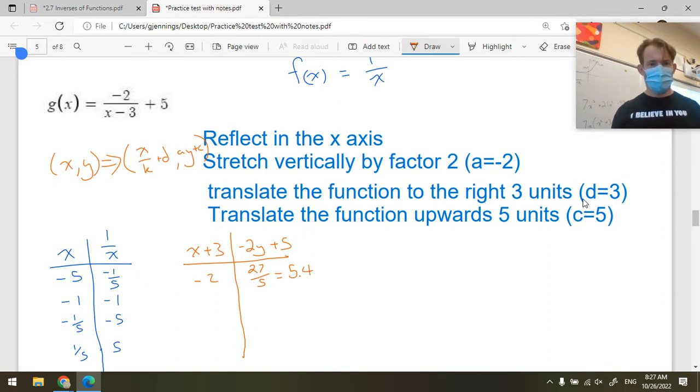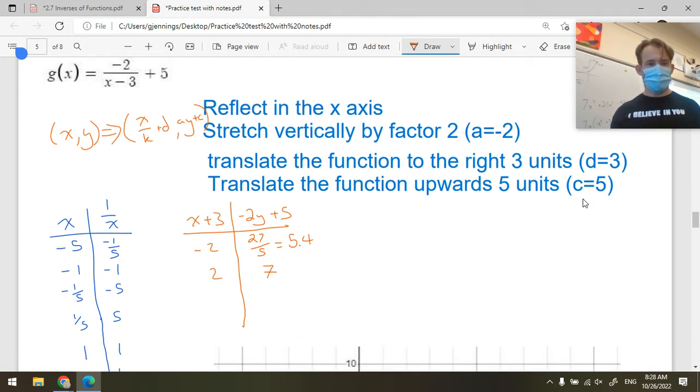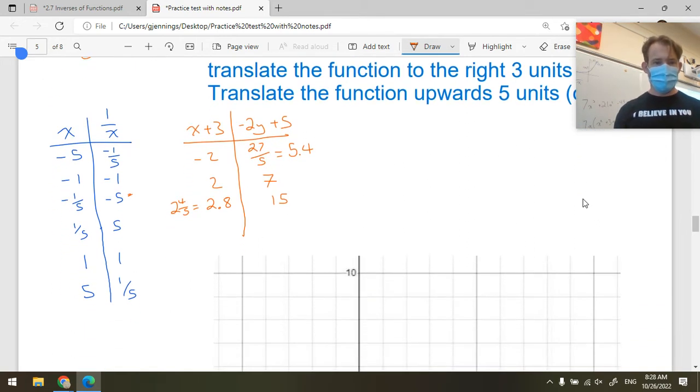-1, -1. Well, -1 plus 3 is 2. And then -1 times -2 will be +2. And then that will be plus 5, so that's 7. -1/5, well, I add 3 to it, so it's 2 and 4/5. So that's going to be 2.8. And then the -5 here, well, I multiply it by -2, so it's going to be -10 plus 5, which is 15. It's going to be a little bit off my graph, but I can still kind of get it in there. All right, and then let's keep going.